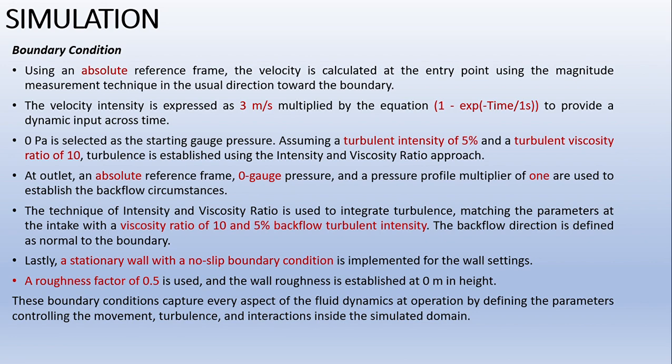Lastly, a stationary wall with no slip boundary condition is implemented for the wall settings. A roughness constant of 0.5 is used, and the wall roughness height is established at 0 meters. This boundary condition captures every aspect of the fluid dynamics at operation by defining the parameters controlling the movement, turbulence, and interaction inside the simulated domain.